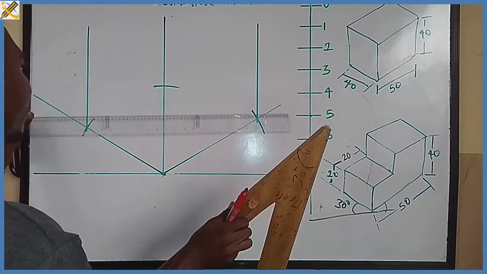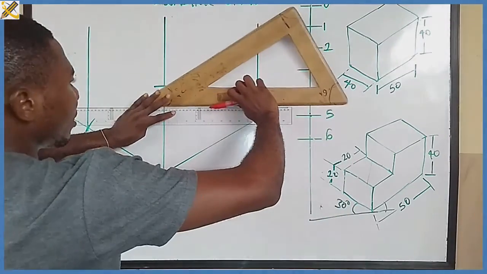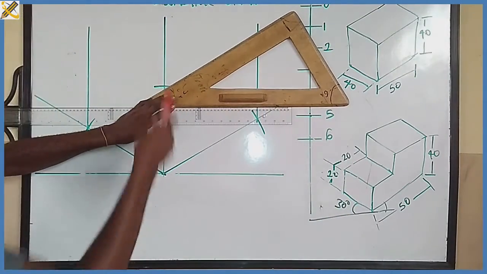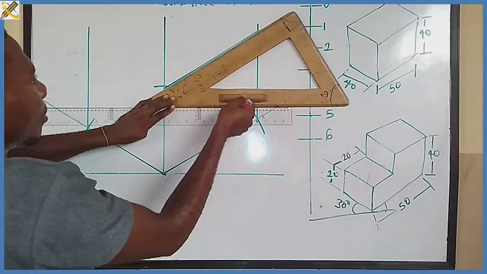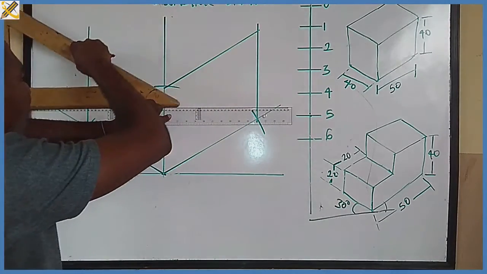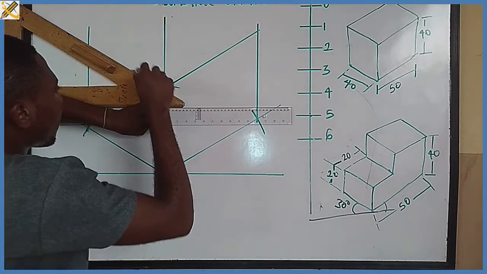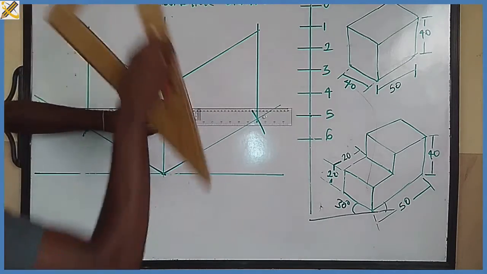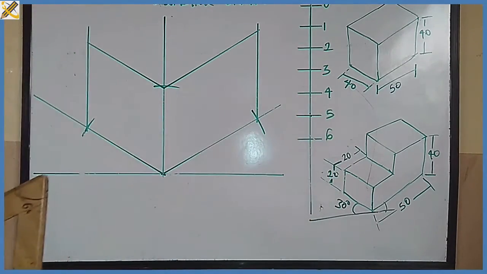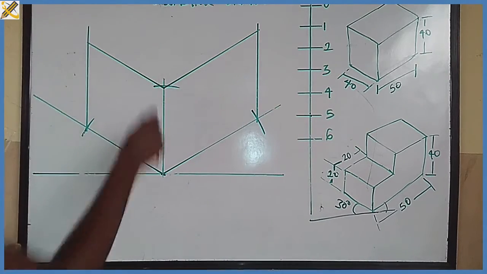The next procedure is this: with my set square to this junction right here, I draw. Then to this junction right here, I draw. Can you see? Okay, so what is the next thing to do? I don't think I need this area. I'm going to erase this area right here.